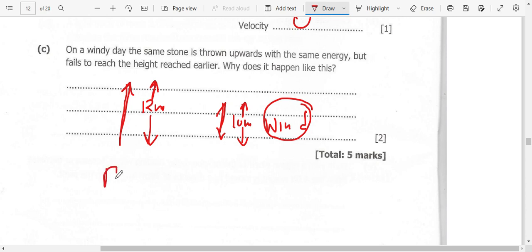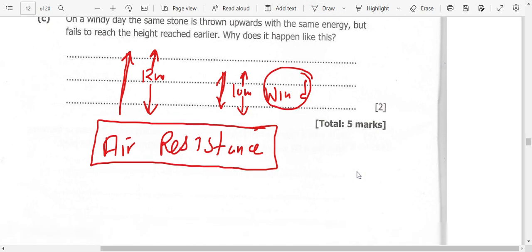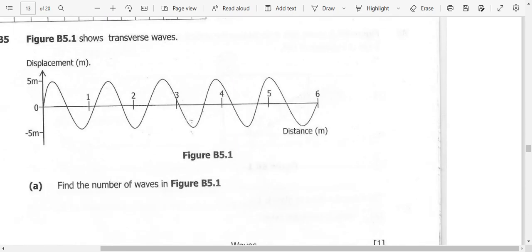So there is air resistance. Okay, the air is going to be pushing the stone downwards. So air resistance reduces the speed at which the stone is going to be going up. Therefore, it can no longer reach the same height. Is that okay?